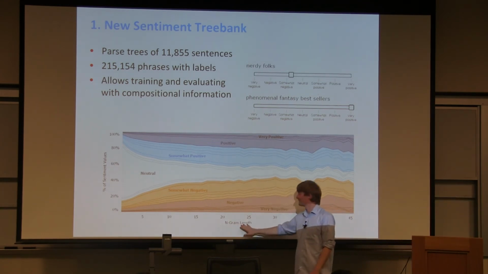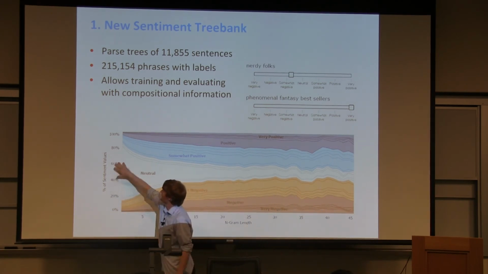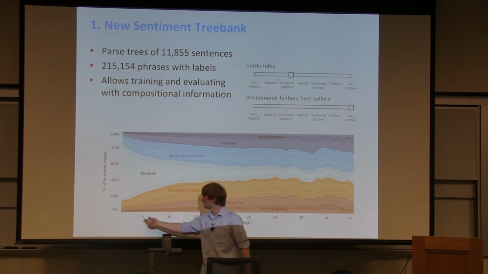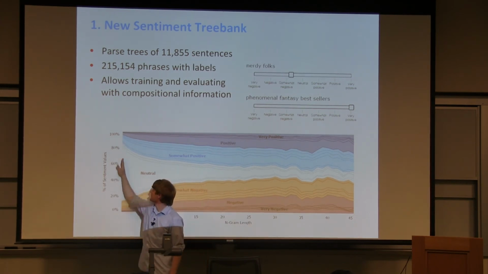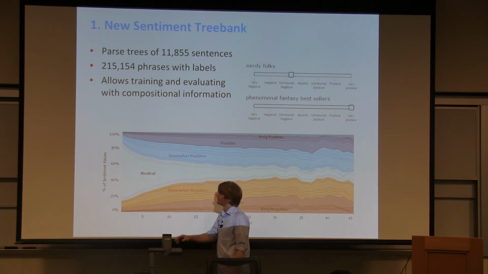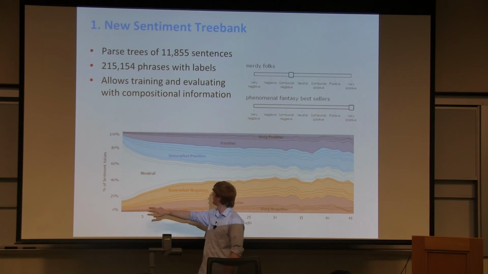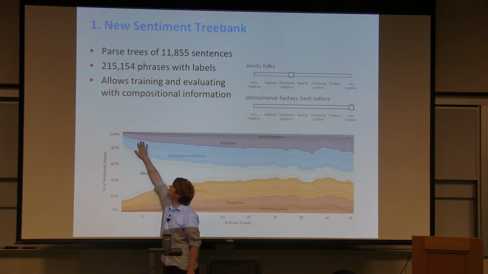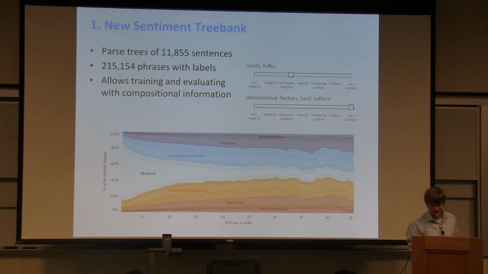So on the x-axis here we have n-gram length, and here we have the percentage of sentiment values. So if we start at n-gram 1, as in single words, what this basically tells us is the relative percentages of words that have been labeled very negative, negative, somewhat negative, neutral, somewhat positive, positive, and very positive. So basically these 7 different labels here.